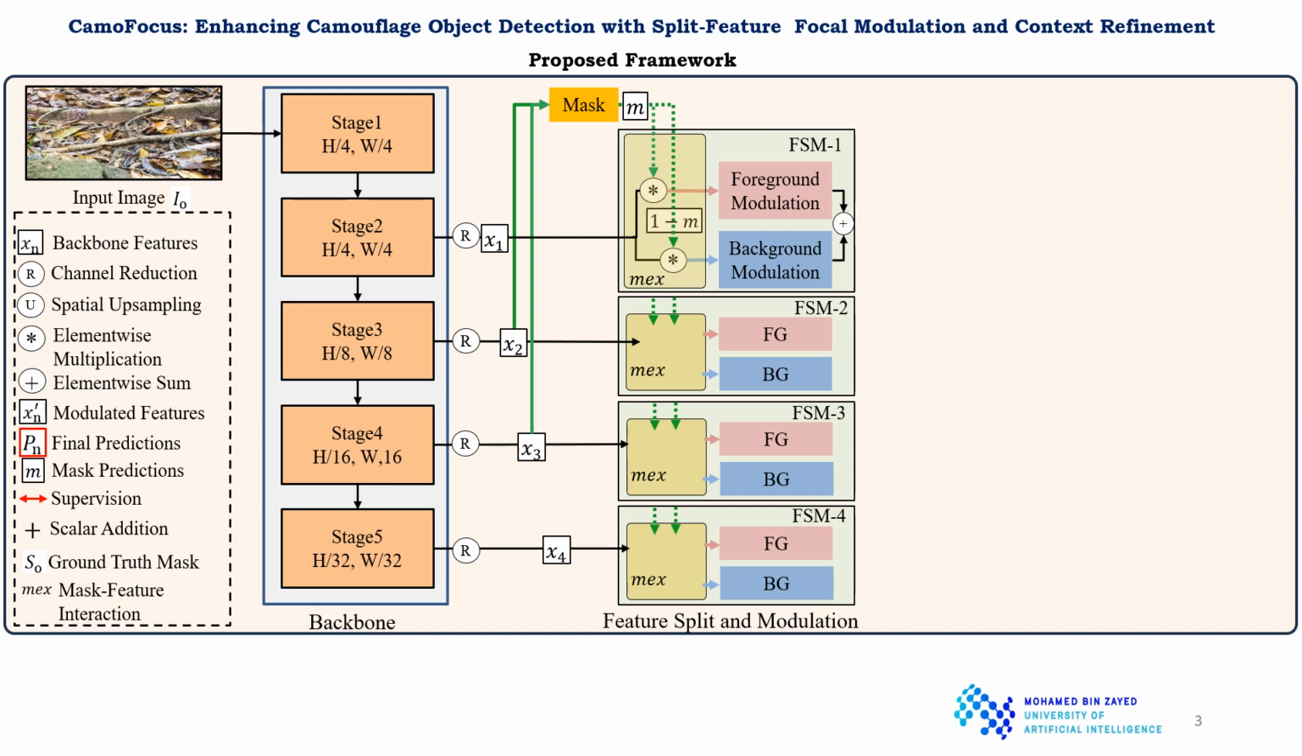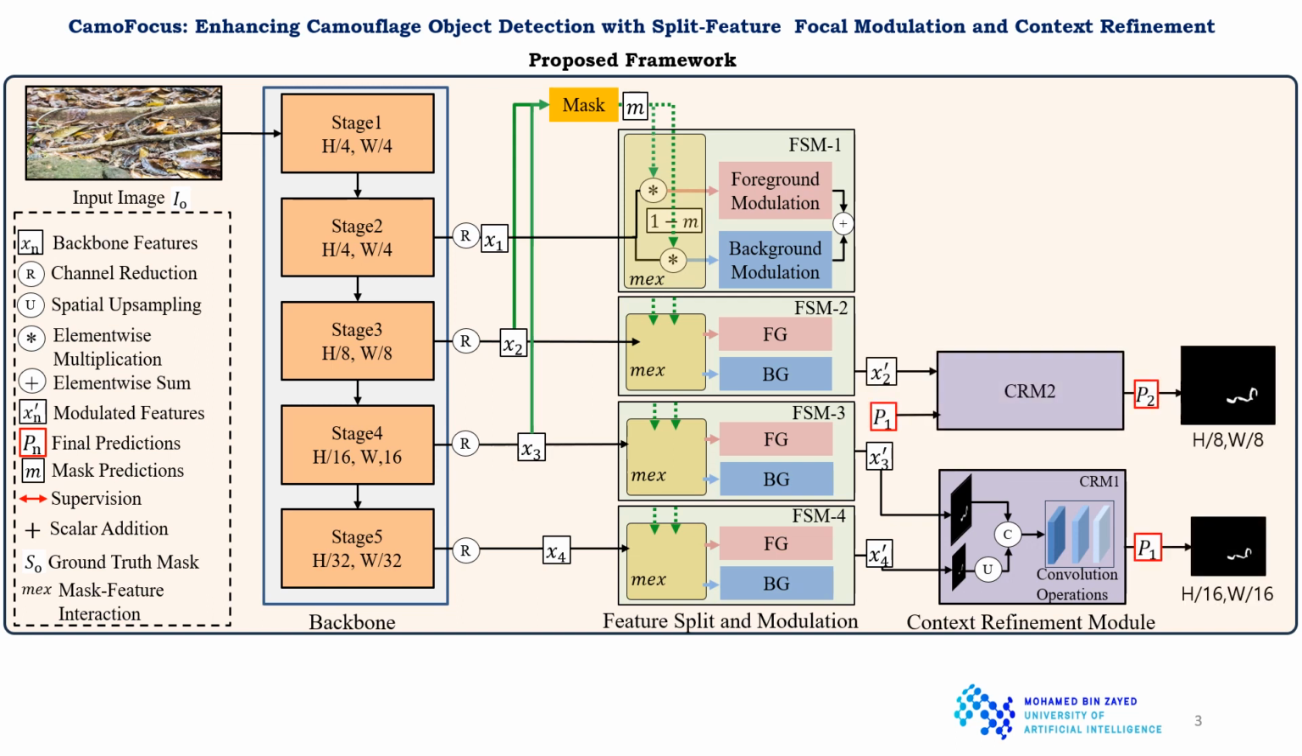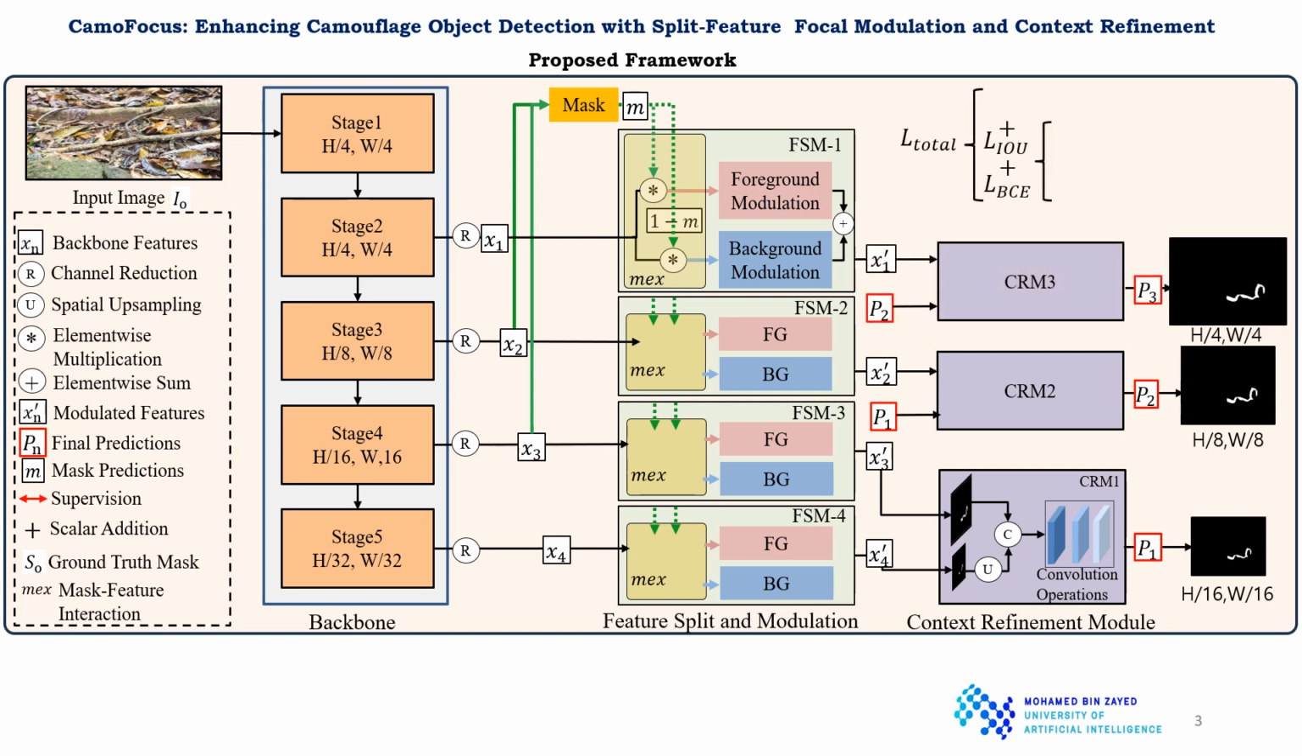Following the FSM blocks, features undergo further processing in the context refinement block, involving necessary upscaling, concatenation, and convolution operations. The output of each CRM block feeds into the next one, concurrently supervised with the ground truth at the current stage. Ultimately, a unified loss function guides the network to extract the camouflage objects from the input image.